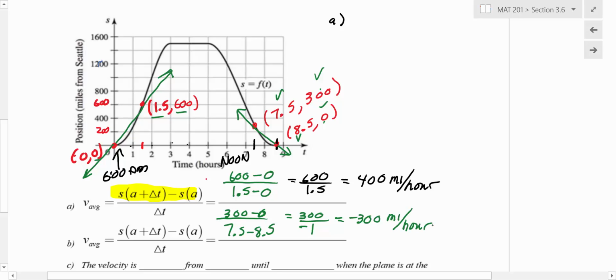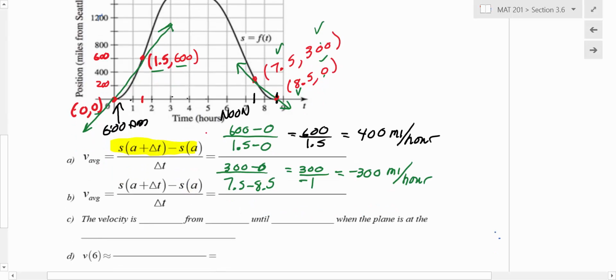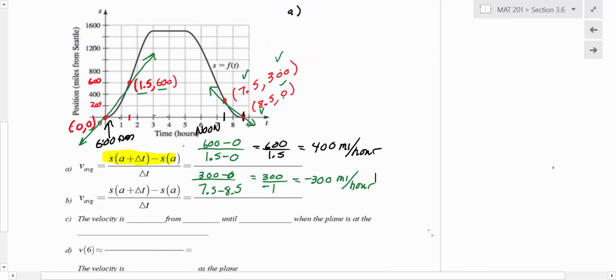If you haven't studied physics before, this may surprise you. You can have negative velocities. Why is it negative? Because you're changing direction, you're going back to the airport, right? So when you're going to your destination, like from here to here, that's going to have positive velocity. And then when you're going from here to here, that's negative velocity because you're changing directions. So velocity can be negative. So that's how you would figure out those two average velocities. Everybody okay with that?